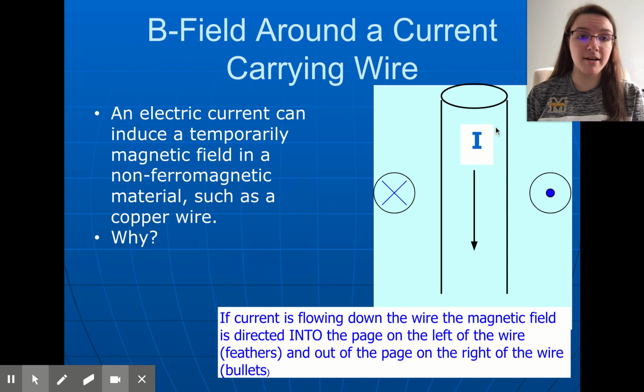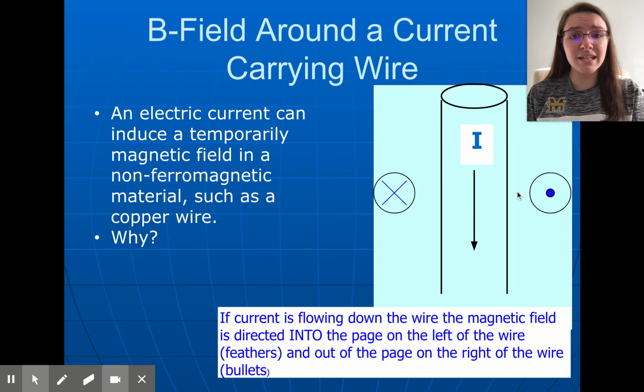So I can see that right here, a wire that is carrying a charge, it's got a current in it. On the left of the wire, the magnetic field is going into the page. So I show that with these feathers. On the right of the wire, the magnetic field is coming out of the page. So I show that with these bullets.